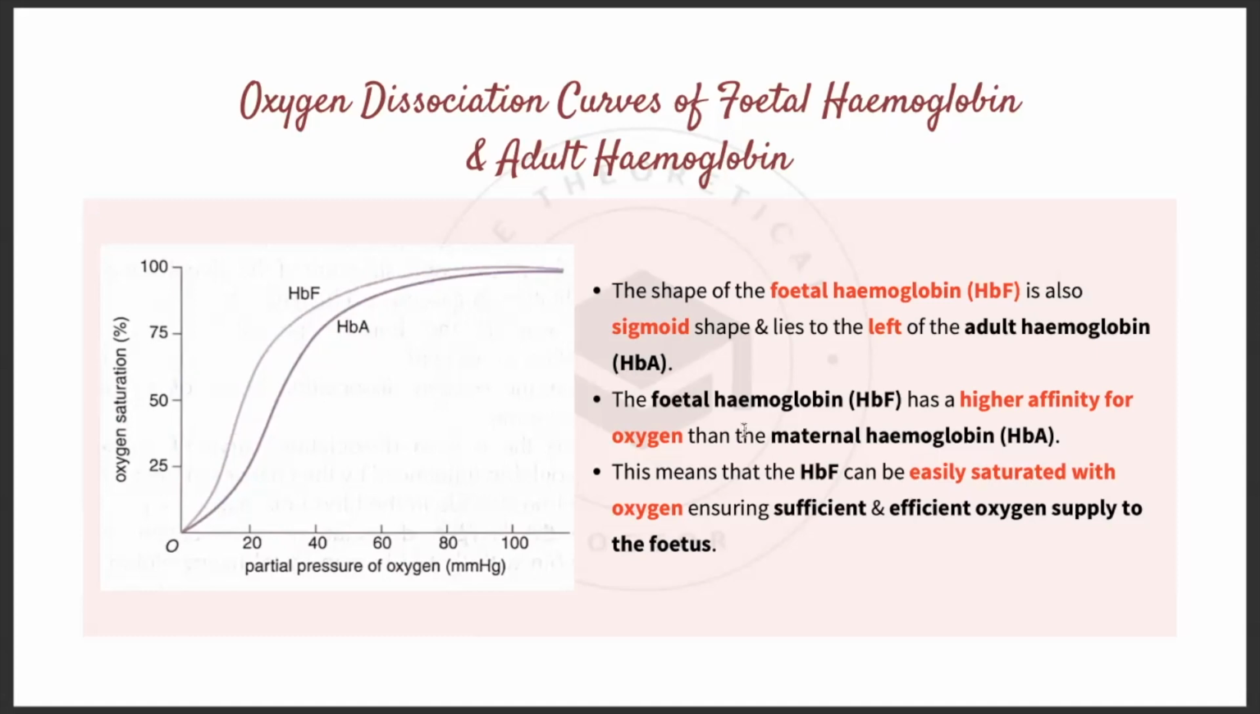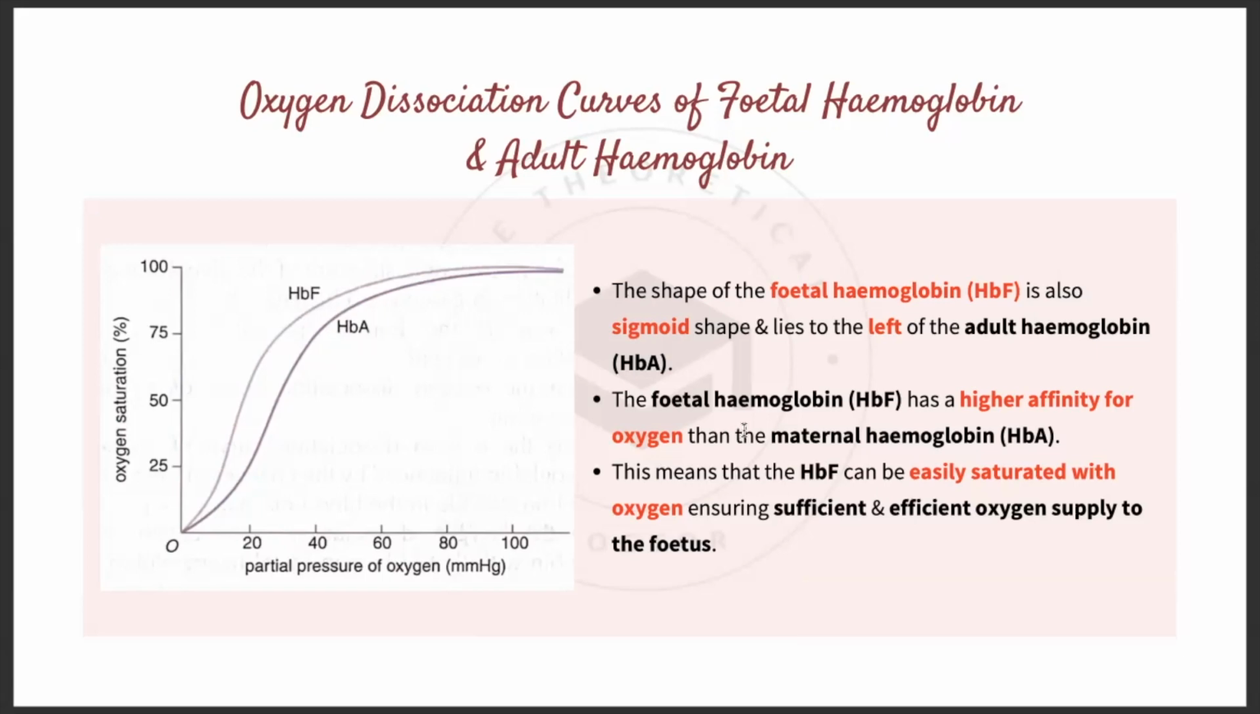So fetal hemoglobin is made up of 2 alpha and 2 gamma chains. Adult hemoglobin is made up of 2 alpha and 2 beta chains. I repeat, fetal hemoglobin, 2 alpha, 2 gamma chains. Adult hemoglobin, 2 alpha, 2 beta chains.